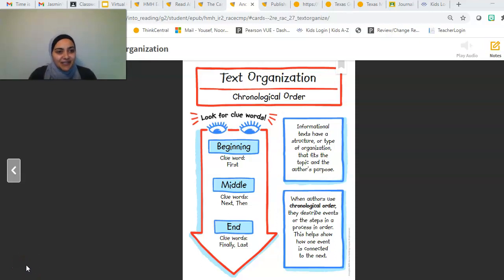Hi, welcome. Here's your HMH lesson 7.6. So today we will be focusing on text organization in chronological order.